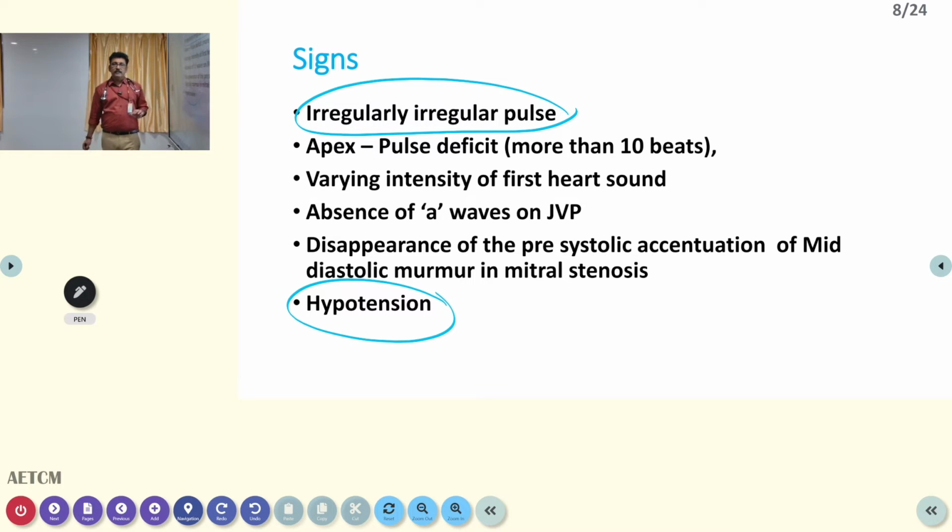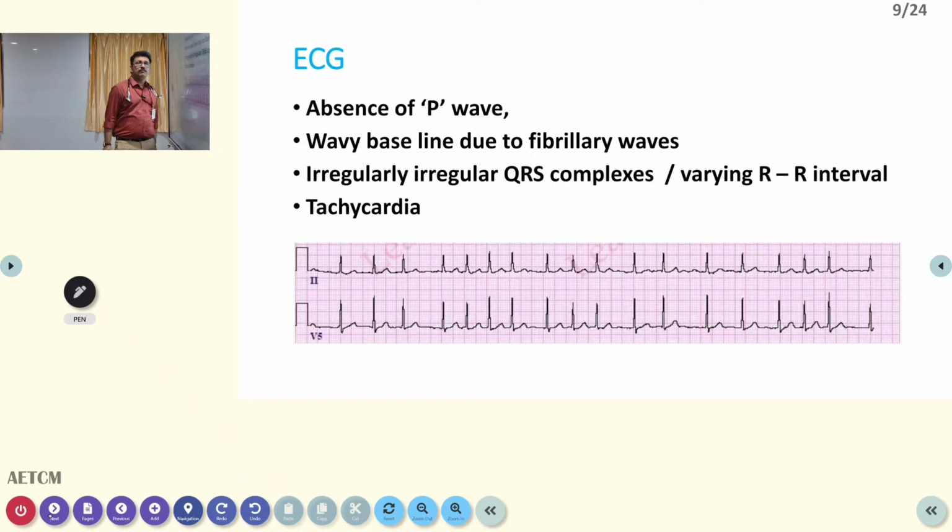So there are two important things. Atria is totally irregular. Ventricular rate is very high. That's why the patient develops hypotension. Diastolic phase is reduced. That reduces the output.